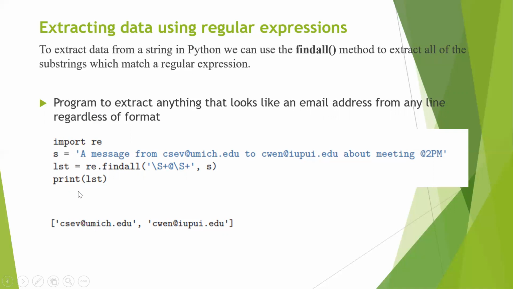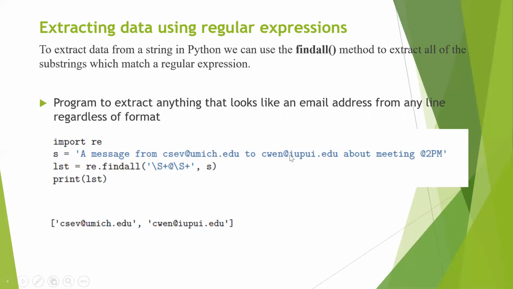Now, a simple example is given. You're saying import re. s is equal to the given message. From this you want to extract anything that looks like an email address. So this over here looks like an email address. This also looks like an email address because it has the @ symbol. Now there is one more @ symbol over here. But is that an email address? No, because there are no characters before this @ symbol. So how do you define an email address then?